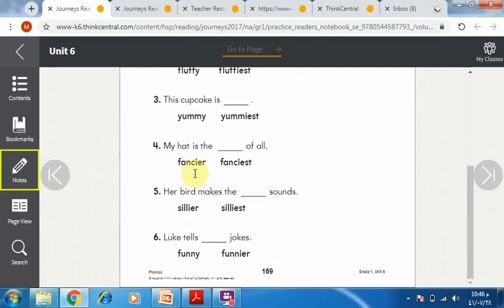Number 4. My hat is the fancier or fanciest of all.